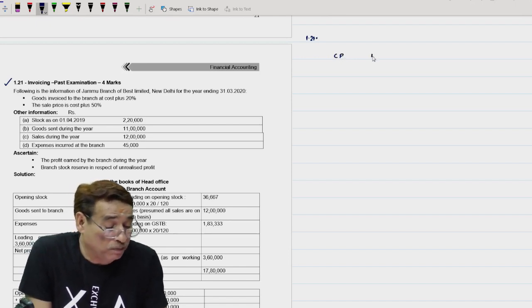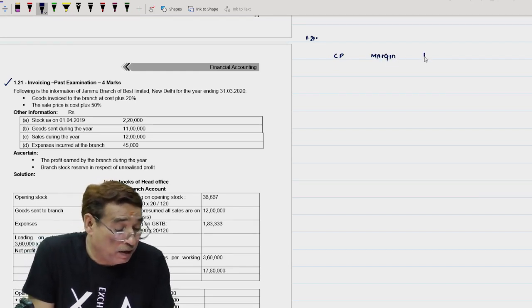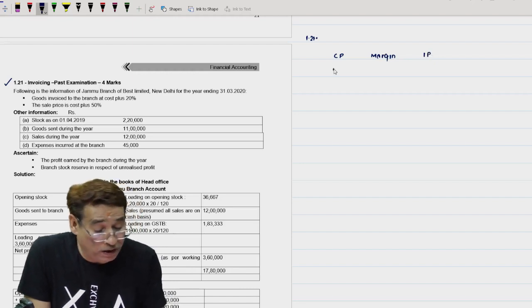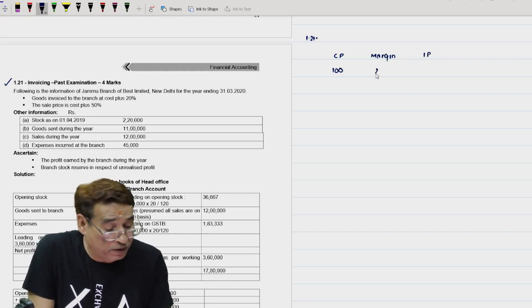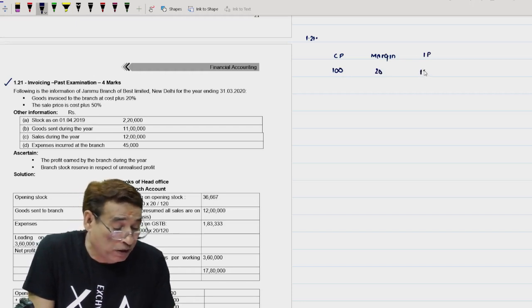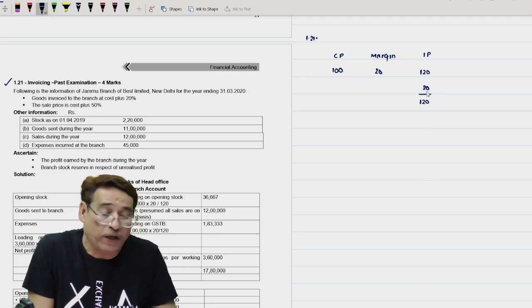Cost, margin, and invoice price. Rate of profit is based upon cost. So cost, margin 20, invoice price will become 120. So rate of loading will be 20 upon 120. Rate of loading on invoice price.